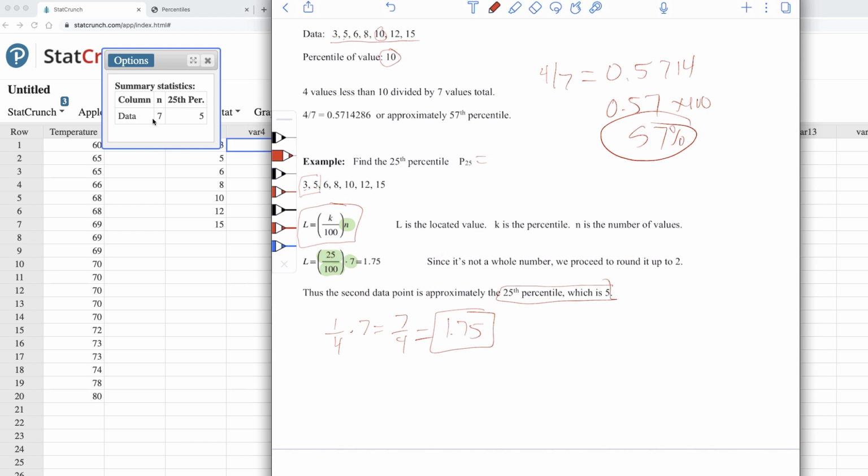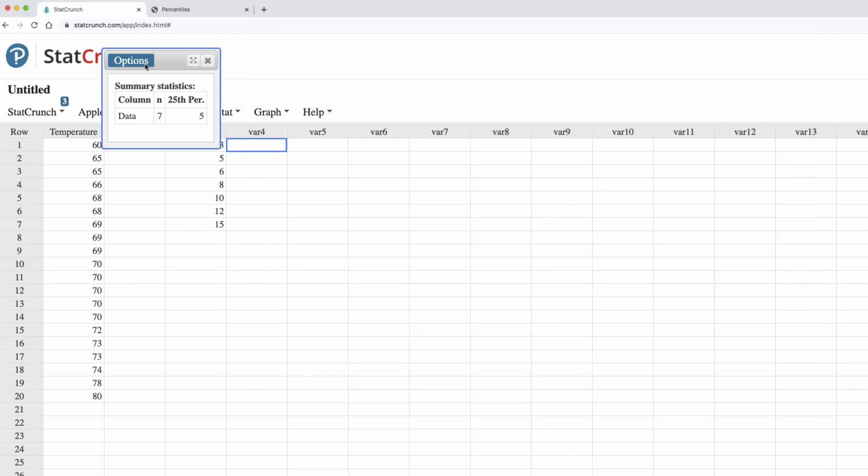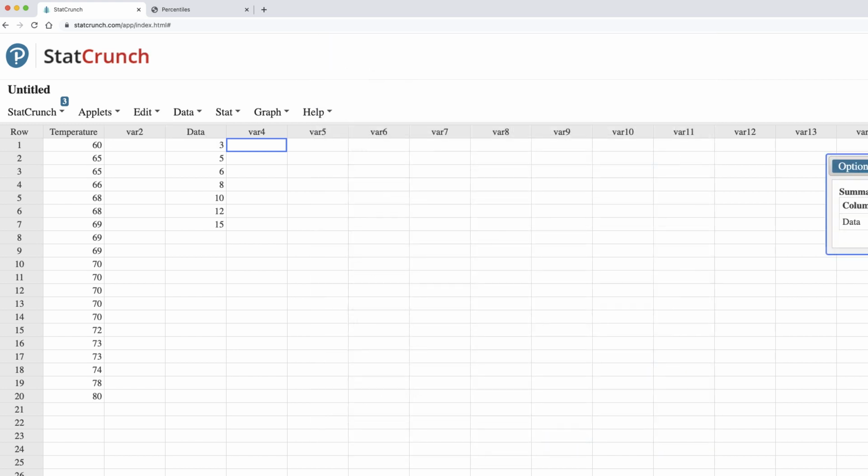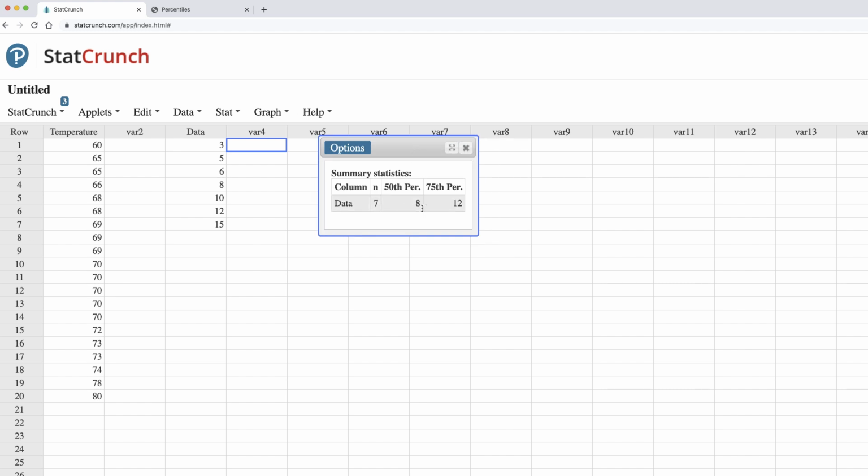But what you're doing is you're finding a 25th percentile. If you want to find the 50th percentile, you put it in there. If you want more than one, put a comma. You get all the ones you want, 8 and 12. So 5, 8, and 12, which would make sense because they're evenly distributed across our data.